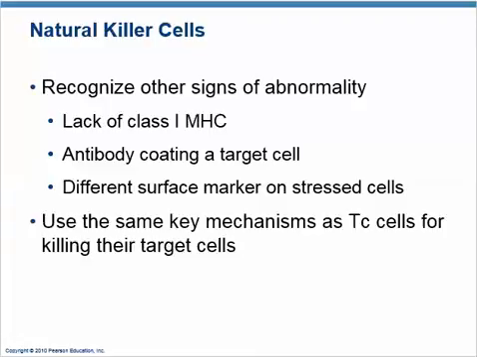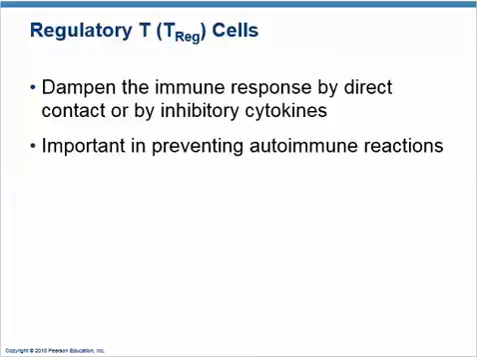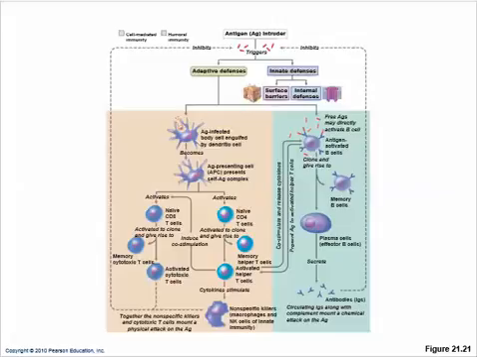Now the NK cells are a type of killer T cell, except they don't have the class 1 major histocompatibility complex. So they do much the same thing, but they're not specific. Just for completeness, we'll talk about the regulatory cells. So these inhibit, they turn off the immune response, and so they're important in that regard.